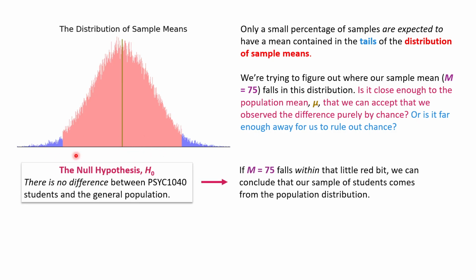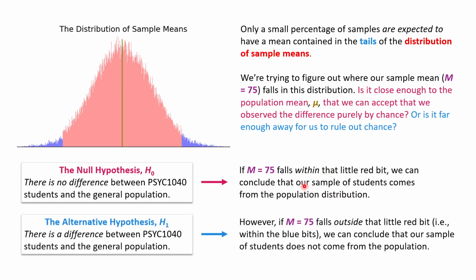So going back, linking this to our hypotheses, if our mean of 75 falls within that little red bit, within the 95% intervals, we can conclude that our sample of students comes from that population distribution wherein the mean was 70. Our alternate hypothesis, however, is that if the mean of 75 falls outside that little red bit, i.e. in those little blue bits, we can conclude that our sample of students does not come from the population.